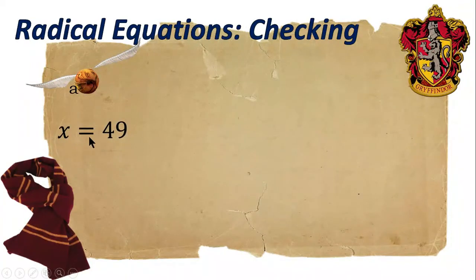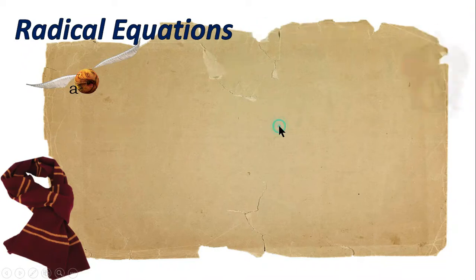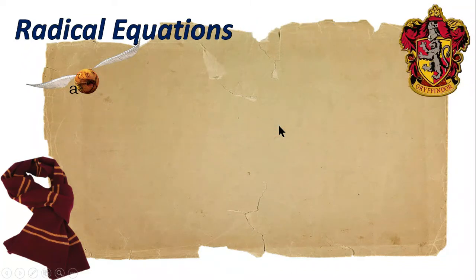So the answer earlier is 49. So I'll let x be 49. So the square root of 49 is 7. So 7 equals 7. So therefore our answer is correct. Let's go to the second problem.